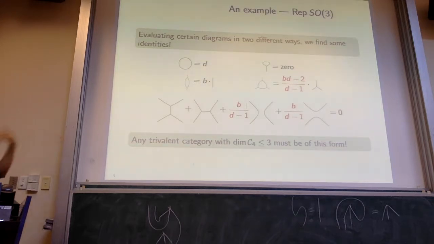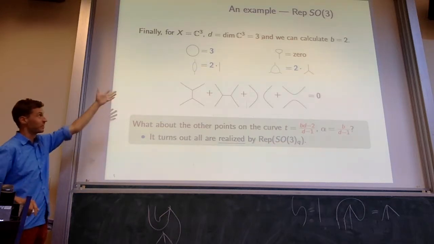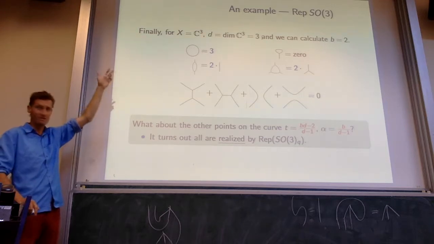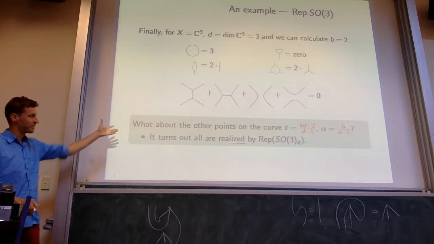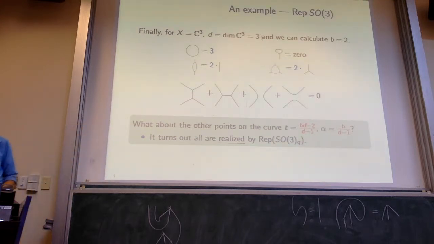And what we've just proved is that any trivalent category with the four box space at most three-dimensional must look like this. You can work out the particular values of these parameters. In the example we really care about, SO3, of course, D, the dimension of our object X, is 3 for SO3. You work out the other values. And it turns out that everything else in that family of trivalent categories with the four box space at most three-dimensional, well, they're not necessarily the representation theory of SO3, but they're all realized by the quantum.